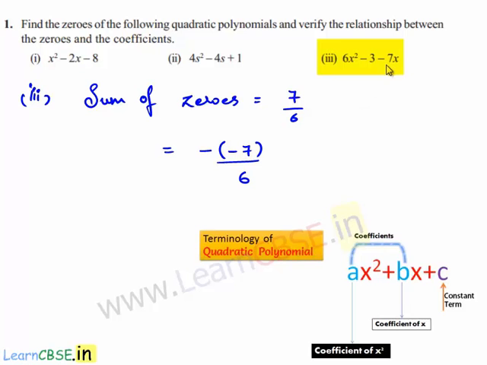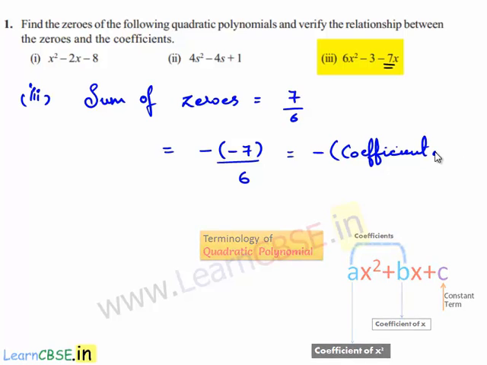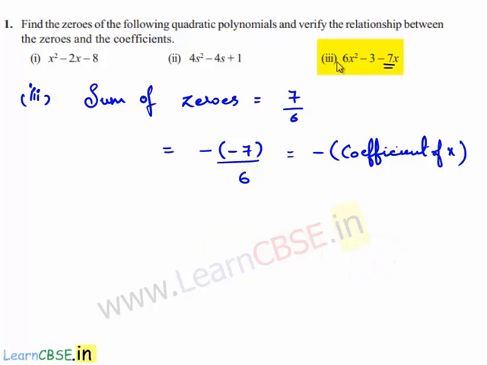We observe minus 7 is the coefficient of x. So minus of coefficient of x, and 6 is the coefficient of x square. Therefore, the sum of the zeros is nothing but minus of coefficient of x divided by coefficient of x square.